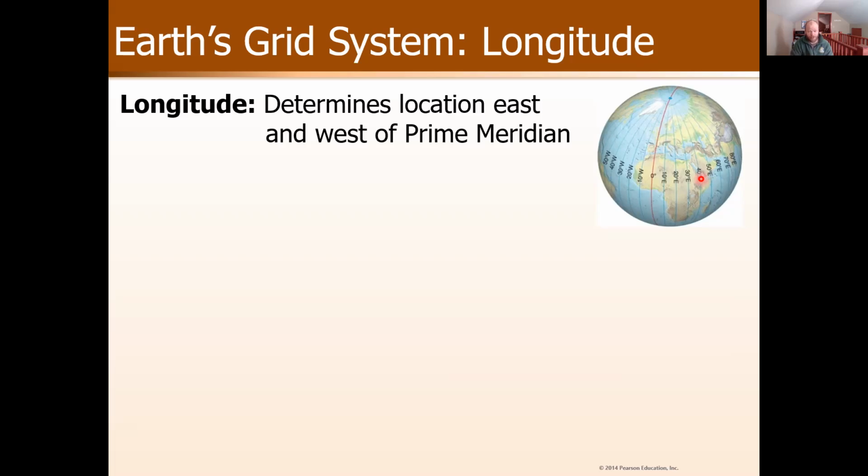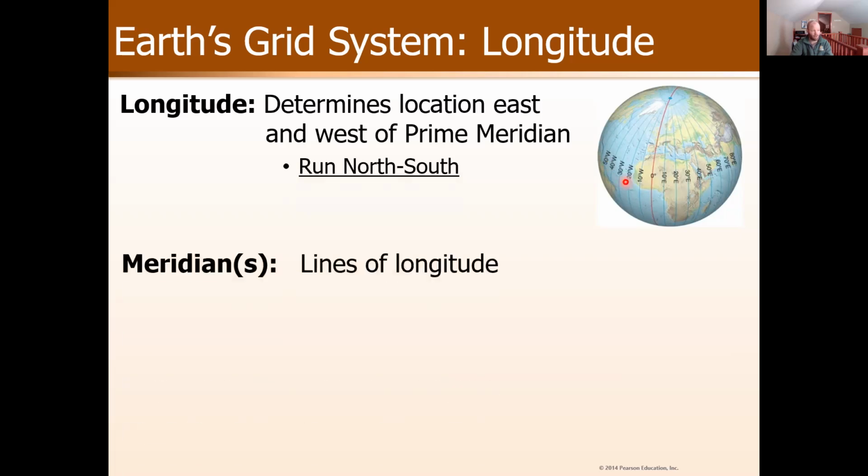Longitude. It determines your location east or west of the prime meridian. So you use lines of longitude to determine your location east or west of the prime meridian. The lines themselves, as you can see on this image, run north-south. So the line is running north-south, and we actually use it to reference how many degrees east or how many degrees west of that prime meridian we're located on Earth's surface.